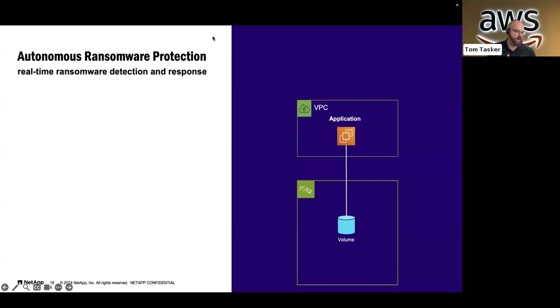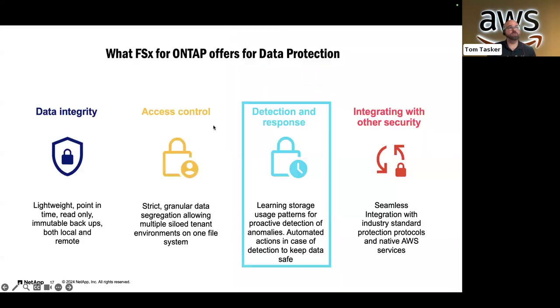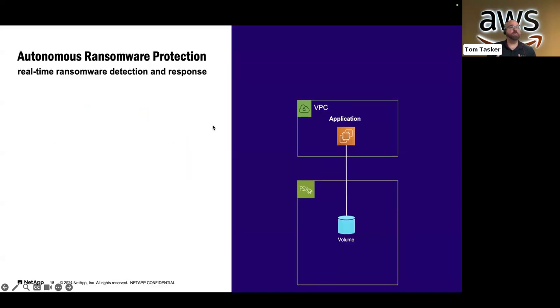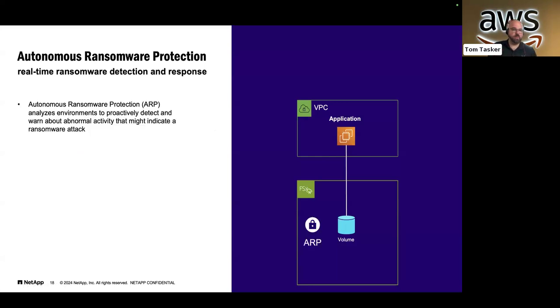And therefore, how can we make sure that we limit any kind of impact? We get on it straight away. And even if we have a reaction that was potentially not right because it wasn't something malicious, at least we have our data protected and we go for it. And this is really where ARP comes into the mix. So autonomous ransomware protection, the text does it for me, right? Real-time ransomware detection and response.